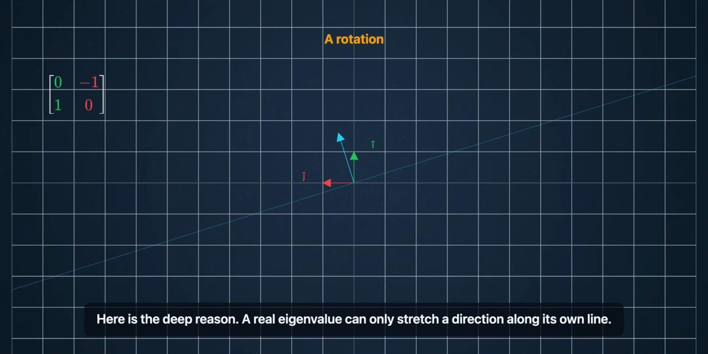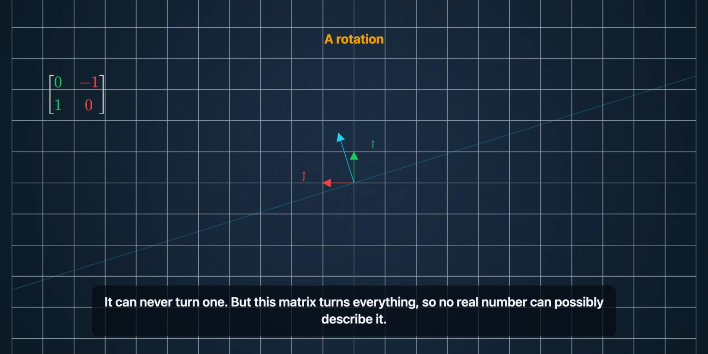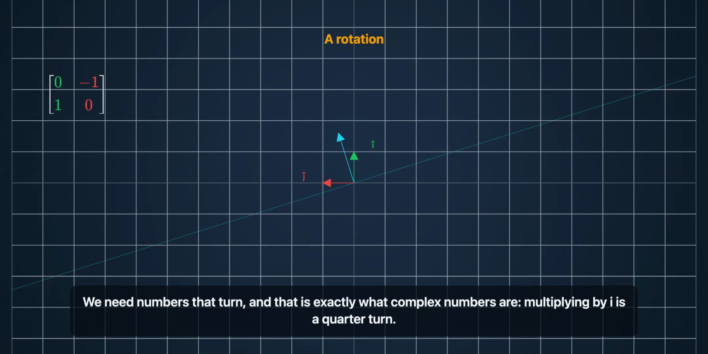Here is the deep reason. A real eigenvalue can only stretch a direction along its own line. It can never turn one. But this matrix turns everything, so no real number can possibly describe it. We need numbers that turn, and that is exactly what complex numbers are.